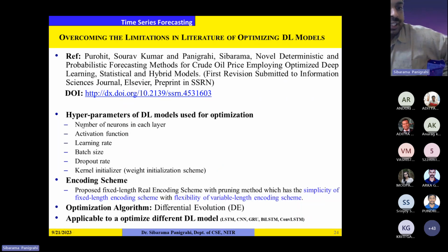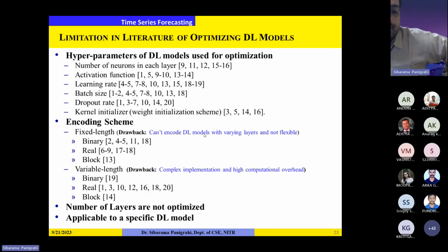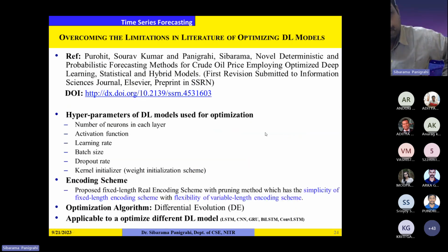We have considered the number of neurons in each layer as one hyperparameter, along with activation function, learning rate, batch size, dropout rate, and kernel initializer. We have also optimized the number of layers. Then we proposed a fixed length real encoding scheme. The real encoding scheme has the drawback that it is not flexible and cannot model deep learning models with varying layers. But we have developed a fixed length real encoding scheme with a pruning method in such a way that it has the simplicity of fixed length encoding and the flexibility of variable length encoding.